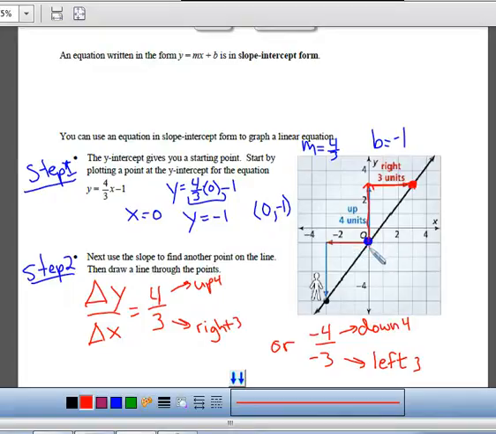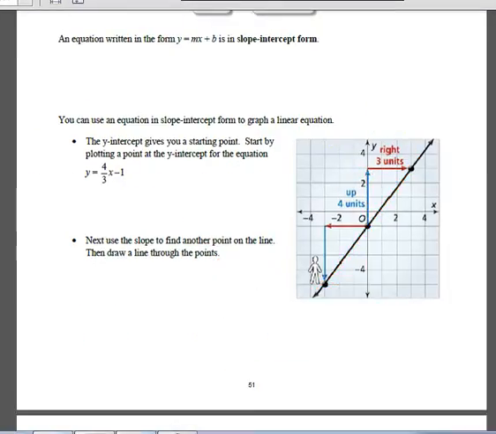I'm going to go down 4 and left 3, and that gets me to this point here. Okay? So then I have 3 points, and I can connect them with a nice straight line using a ruler, and ta-da, you're done. Okay, we have 2 more examples on page 52, so let's take a look at them.